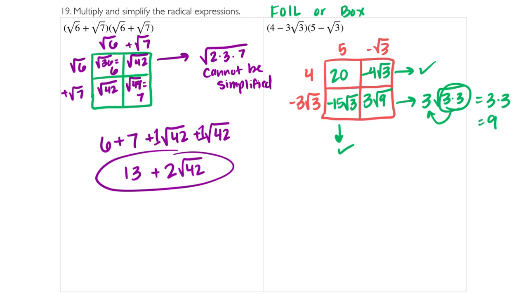Now, it may not always become a regular number, but I think all the problems on Delta Math are built that way, just to give you practice in simplifying things. But in this case, it is. So we have a regular 20. We have a regular 9. We have a negative 4 root 3, and we have a negative 15 root 3.